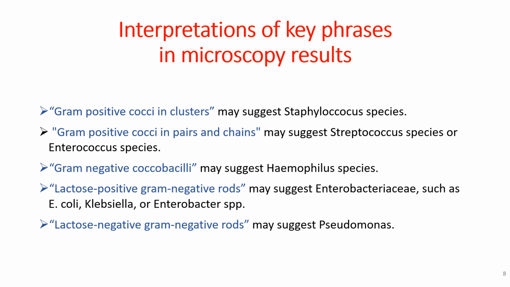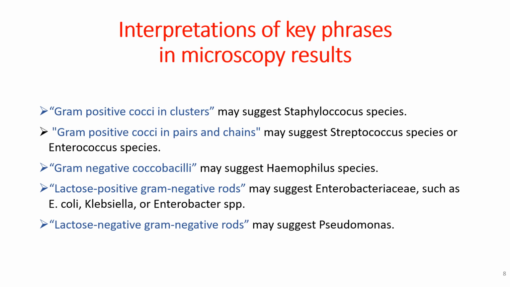In microscopy, often there is a mention of gram positive or gram negative and its pattern, whether it is in clusters or pairs. When it is gram positive cocci in clusters, it indicates Staphylococcus species. When it is gram positive cocci in pairs and chains, it indicates Streptococcus species or Enterococcus species. If the microscopy mentions gram negative coccobacilli, then it indicates Haemophilus species.